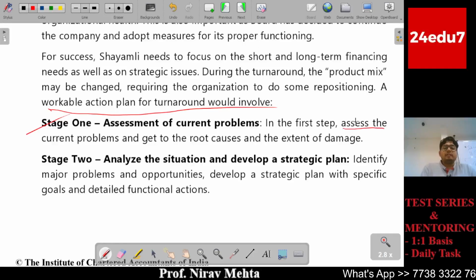First we will assess the current problems and get to the root cause of the problem. First we have to identify. You know what? You can apply this turnaround in your studies, even in your career. See, there are two or three options for you people. Example.